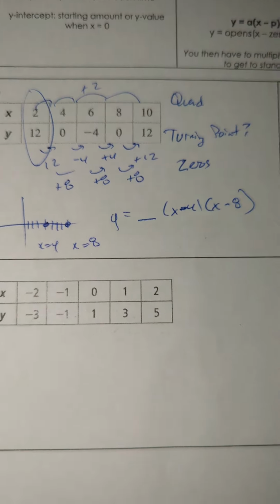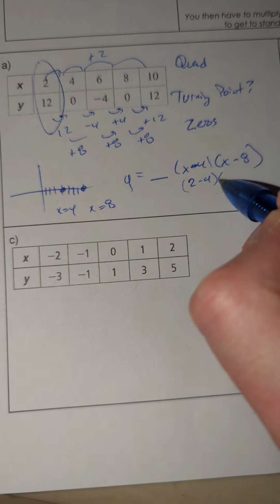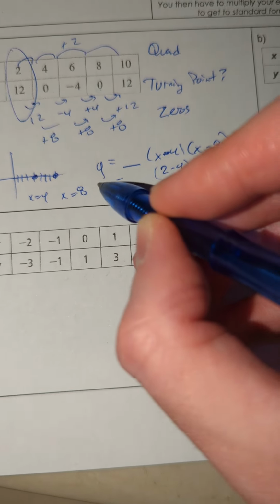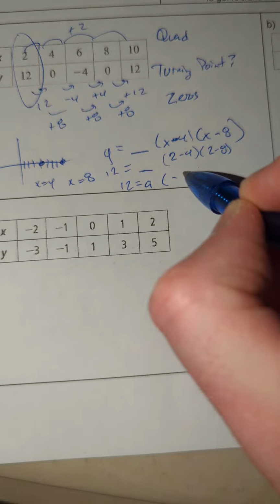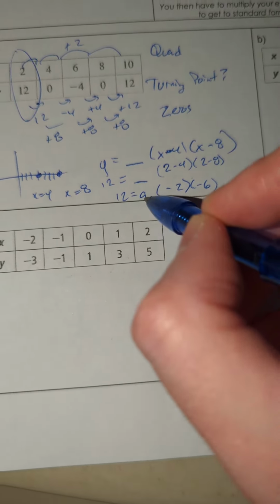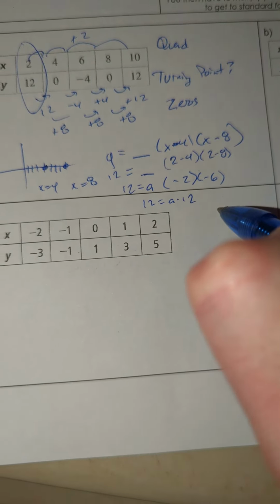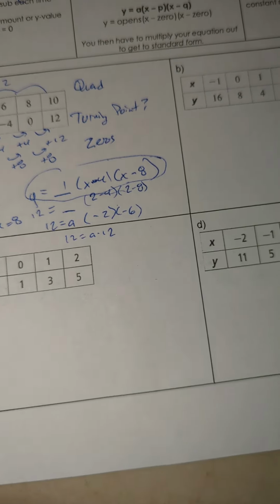So if I take this point and I plug in a 2, I get 2 minus 4, 2 minus 8, some a value equal to 12. 12 is equal to some a value times negative 2, negative 6. Oh, it looks like 12 is equal to a times 12. So that's a simple 1. This is tricky, not going to lie.